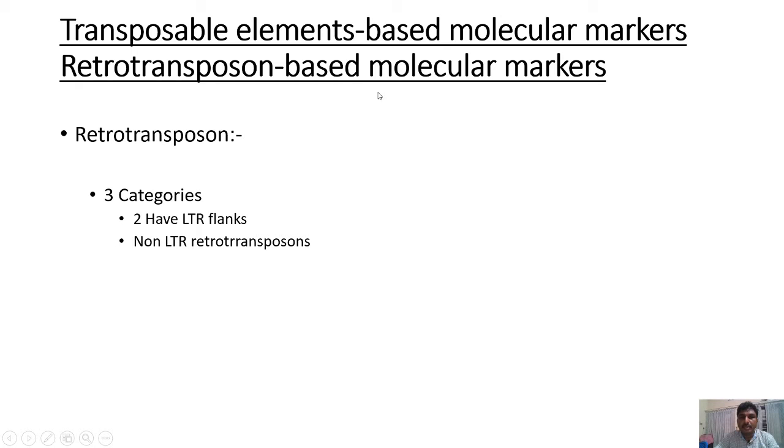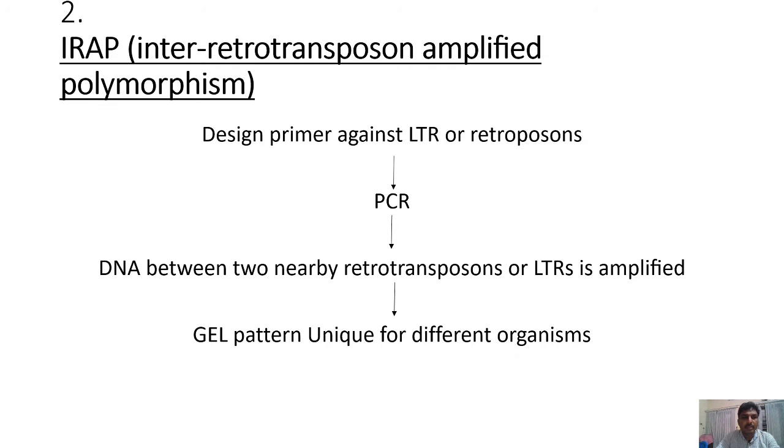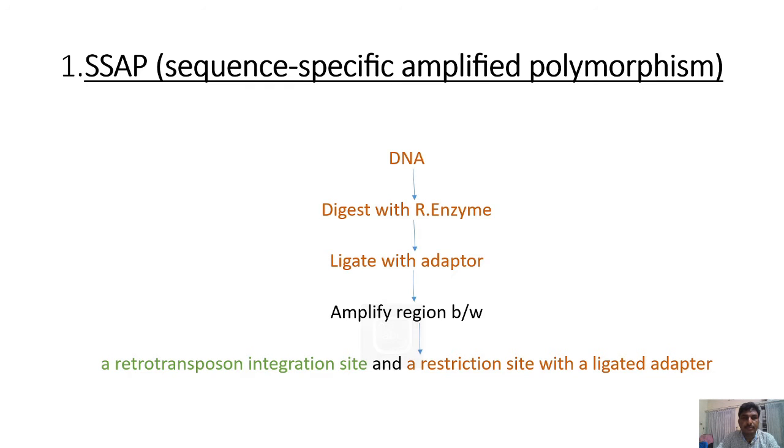Here we are going to discuss some of the main molecular markers based on the LTR flanks of the retrotransposons. They are SSAP, IRAP, REMAP, etc. First, we can go ahead with the SSAP.